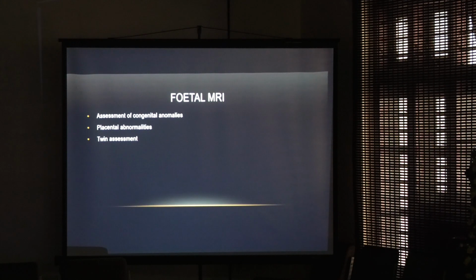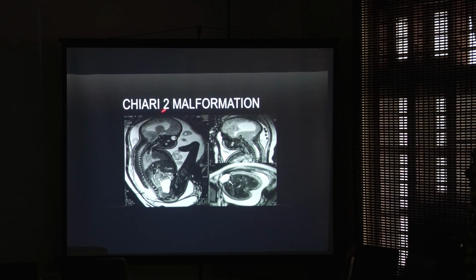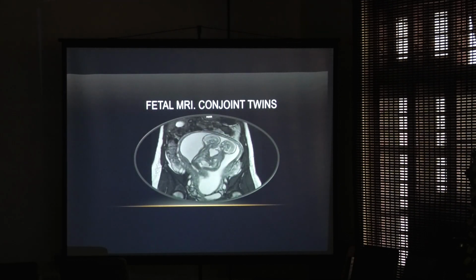Fetal MRI to assess congenital anomalies, placental anomalies, twin pregnancy, etc. This is a case of Chiari 2 malformation with a large myelomeningocele, a tonsillar herniation, and an anterior abdominal wall defect here. Fetal MRI is also useful in assessing corpus callosal partial agenesis. The case of conjoined twins is better assessed with fetal MRI.